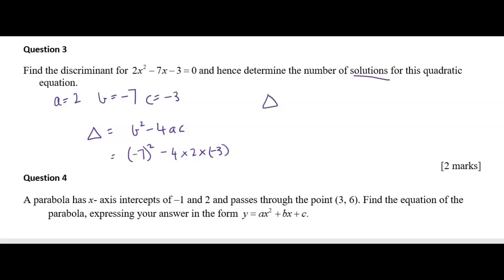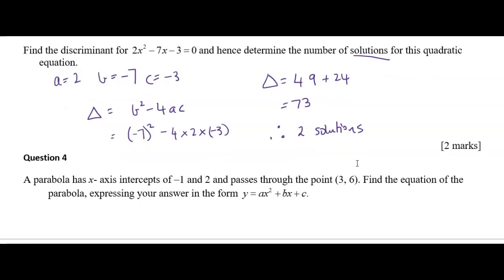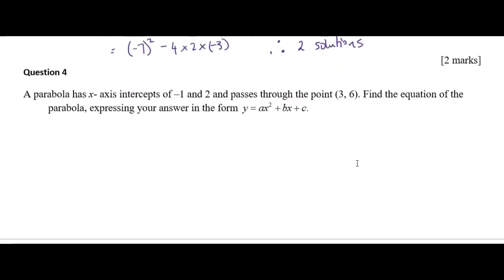Now just take your time, because when people make mistakes, it's usually with their negatives, just small mistakes that are avoidable. So -7 squared is 49. Now we've got a negative and a negative, so now I'm going to get a positive answer. So 4 times 2 is 8, times 3 is 24. So 49 plus 24 gives me 73. So therefore, we have 2 solutions. So that means your parabola will cross the x-axis in 2 spots. Okay, so it has 2 x-intercepts.